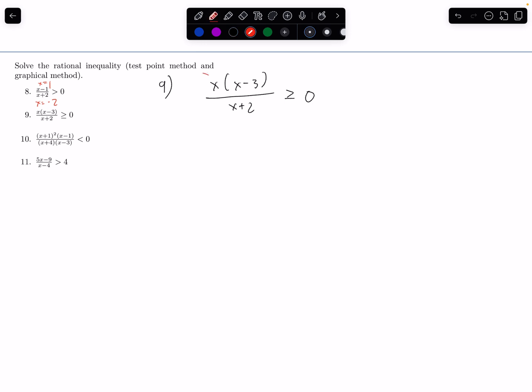But okay, here, what are the zeros? x equal to 3 would be a 0. x equal to negative 2 would be an undefined point.